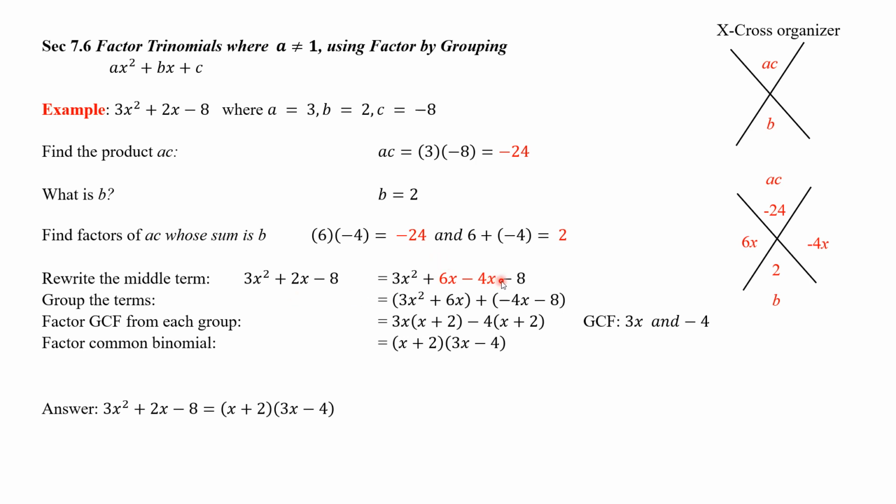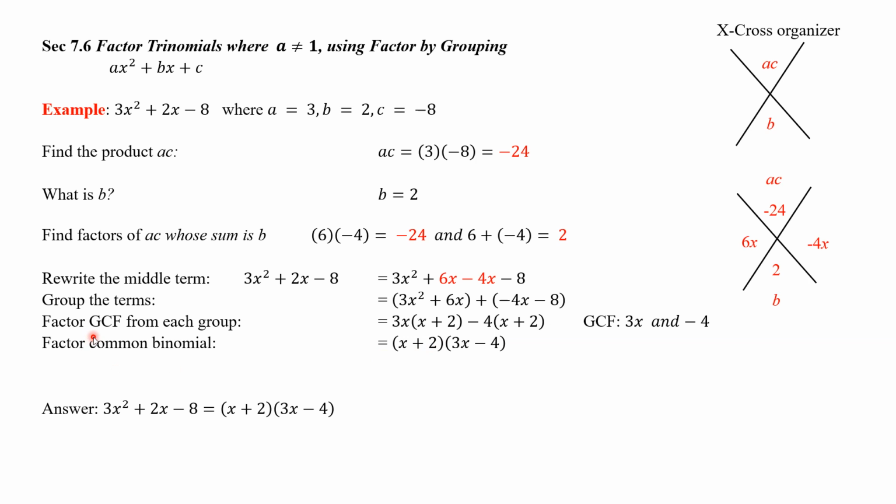So we're just writing an equivalent expression that has 4 terms instead of 3. So I have found that if I have this product of negative 24, the factors of 24 that subtract and give me 2 are 6 and negative 4. So we're going to use 6x and negative 4x as the split term. And then we'll follow the process we learned in the last section. We're going to group the first 2 terms, and we're going to group the second 2 terms.